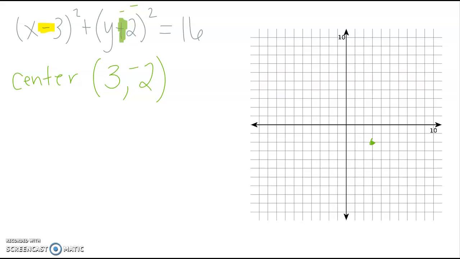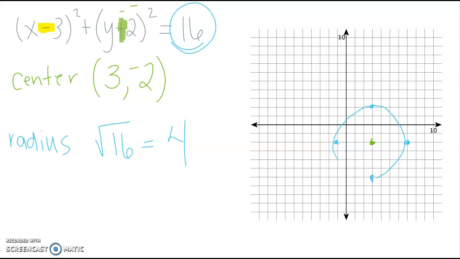Then I need to find the radius. And to find the radius of my circle, I need to look at this value, 16, and take the square root of 16, which in our case is 4. So we're going to start at the center and count right 4: 1, 2, 3, 4. You're going to count up 4. You're going to count left 4. And you're going to count down 4. And then there is the sketch of my circle.